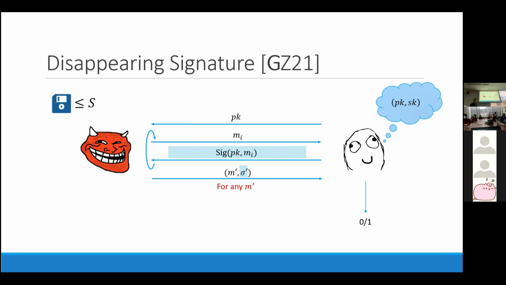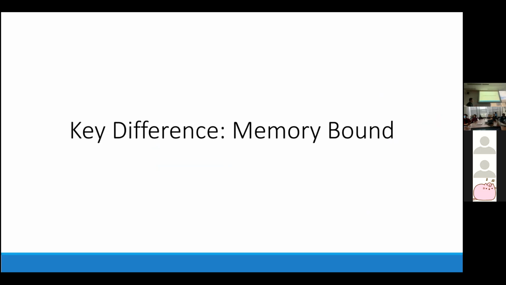Now you might be asking, okay, we've been seeing a few slides about disappearing cryptography. So how is it different from incompressible cryptography? The key difference here is the memory bound. Notice that disappearing crypto is set in the bounded storage model, which means that throughout the entire time, the adversary is bounded by the space S. But that doesn't really capture some types of attacks.